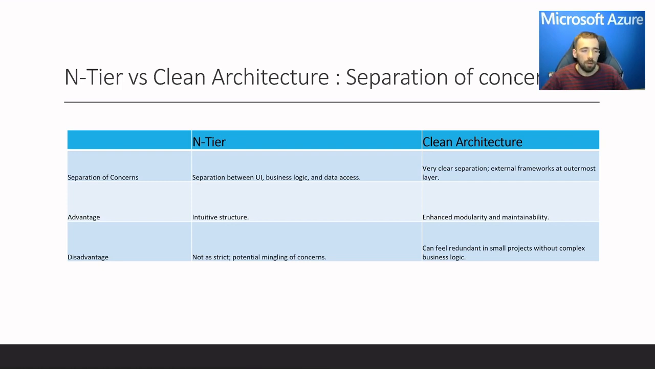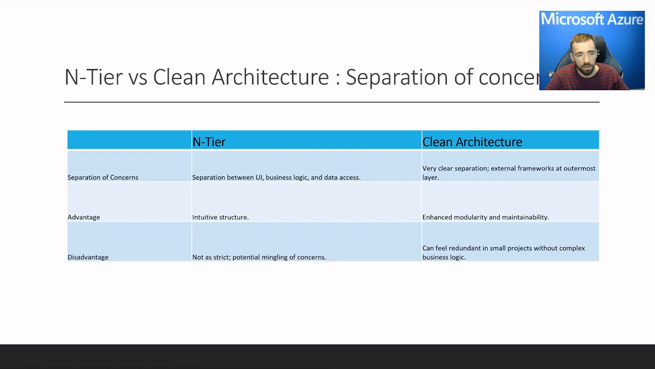The disadvantages, however, of the N-tier is it's not as strict and potentially mingles concerns. So it's not quite as extreme as an all-in-one application in the way that our code can be very coupled. So it's an improvement upon that, but still we could have a mingling of concerns and a mess of dependencies effectively.